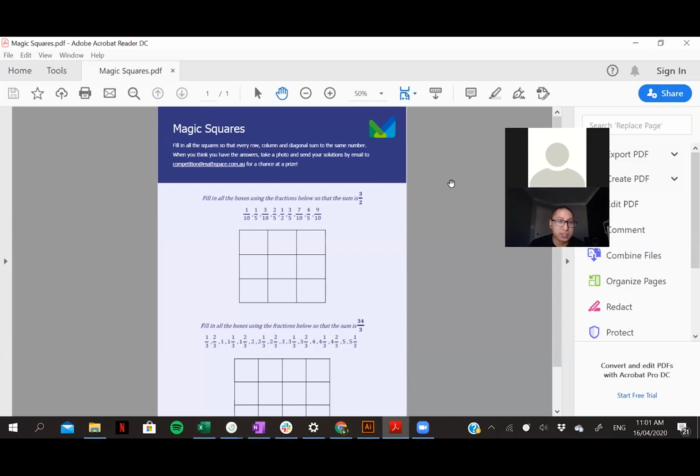So how do you send your answers? Fill out the worksheet, either take a picture of it or scan it, and send it back to the email address competition@mathspace.com.au. You can use the worksheet if you want, but you don't have to. You could just take this question, write it out on a piece of paper, take a photo and send it in to me. Whatever it is, you send your answers by email to competition@mathspace.com.au.